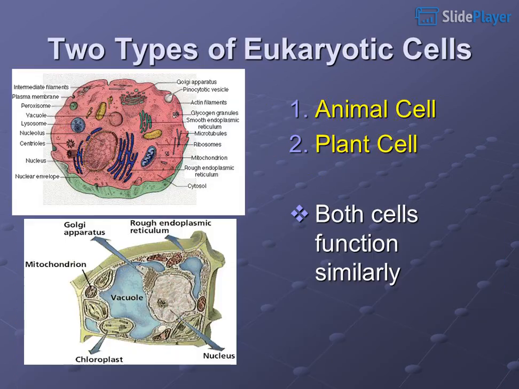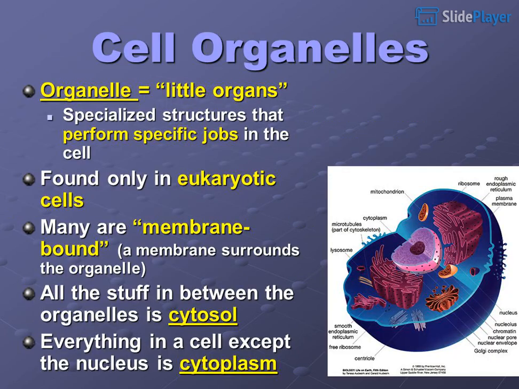There are two types of eukaryotic cells: animal cells and plant cells. Both cells function similarly. Cell organelles: organelle equals little organs. They are specialized structures that perform specific jobs in the cell.